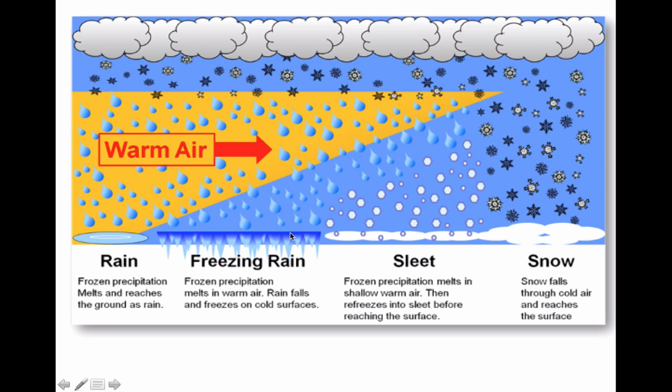Now, on either side of this, you have rain and snow. So there's almost always a transition in winter storms from rain to freezing rain to sleet and then to snow as you shift from the south to the north.